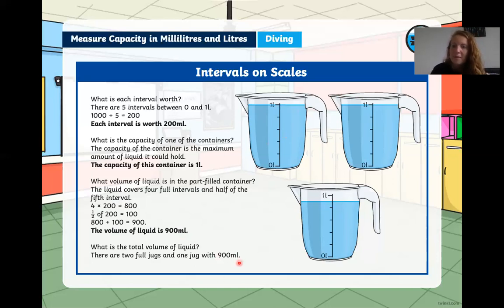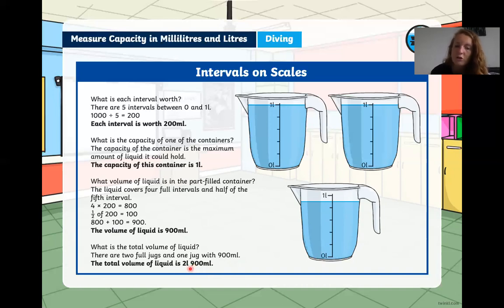So here we're using mixed units, just like we did with length. So if we had 10 centimeters and 2 millimeters, you're using 2 different units of measurement. So here we have 2 liters and 900 milliliters. So that's our mixed units. And there they are. So I have my liter and my milliliter.